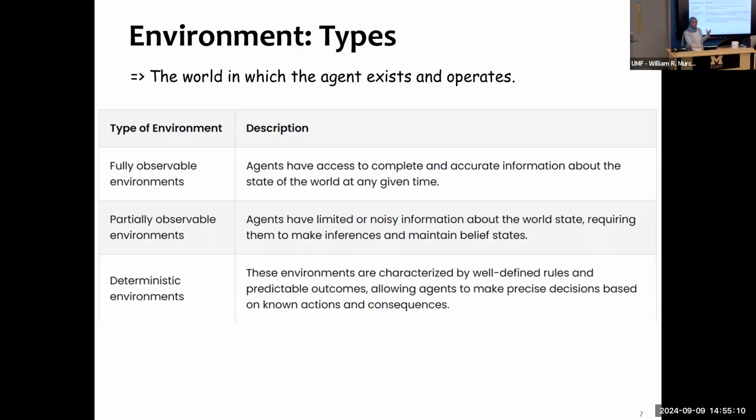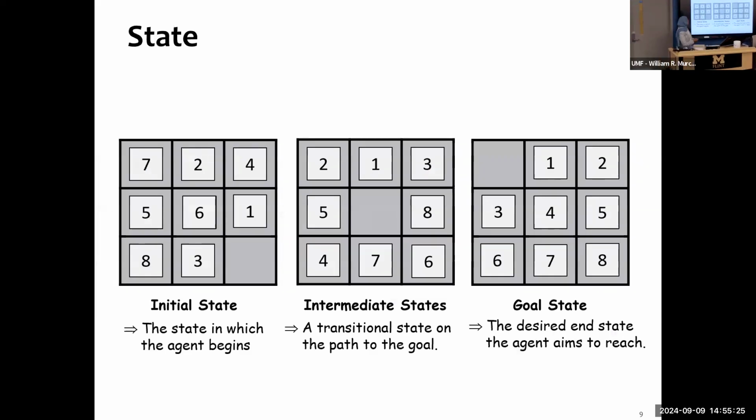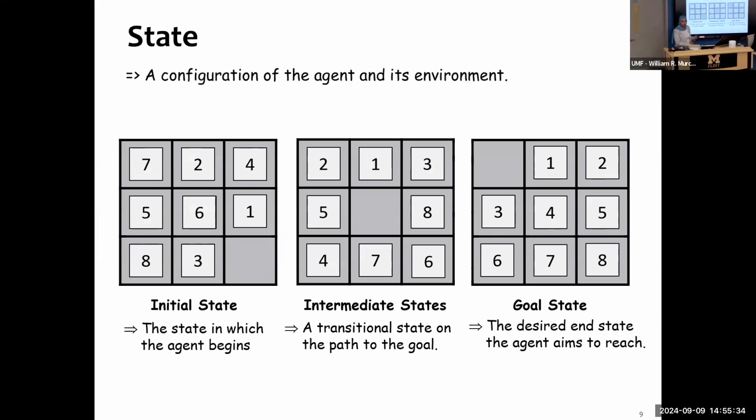The second terminology is environment, which is the world in which the agent exists and operates. Here we distinguish 6 types of environments: the fully observable environment, partially observable, deterministic, stochastic, episodic, and sequential environments. We then move to a different definition, which is the definition of a state. The state is the given configuration of the agent and its environment. In this example of the 8 puzzle game, this random given state is called an initial state, from where the agent is going to begin and start its game.